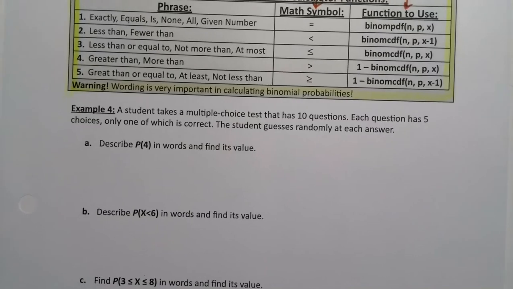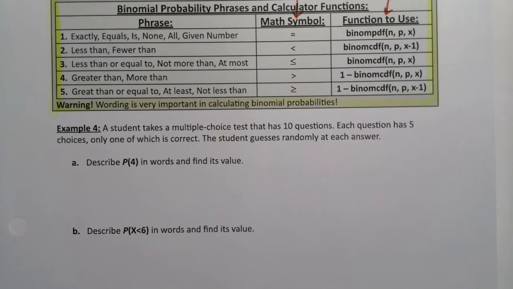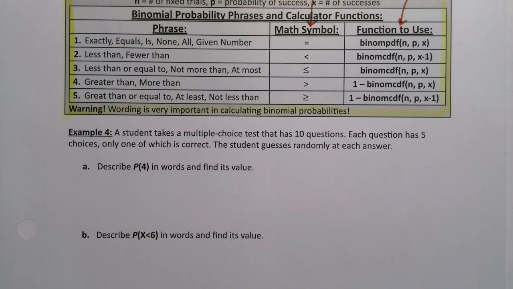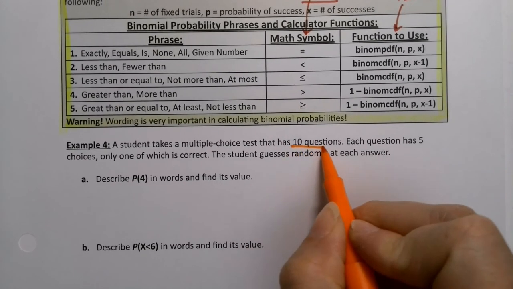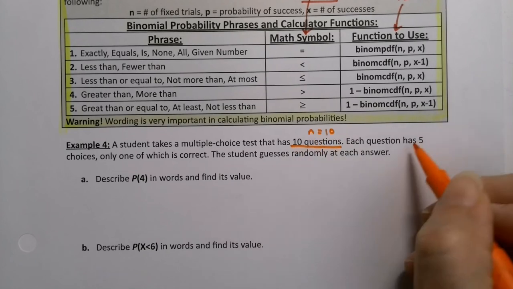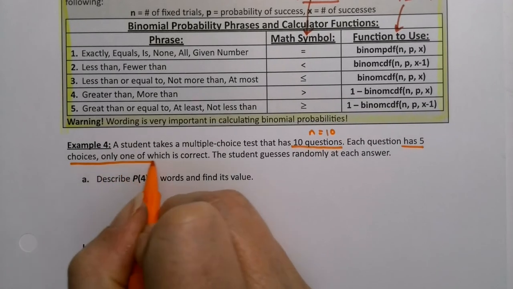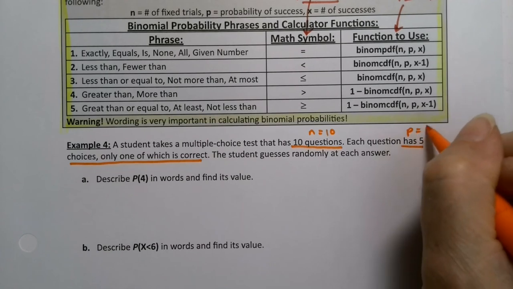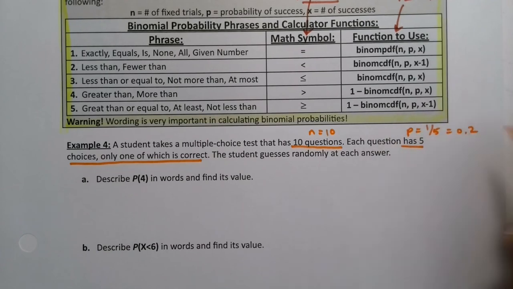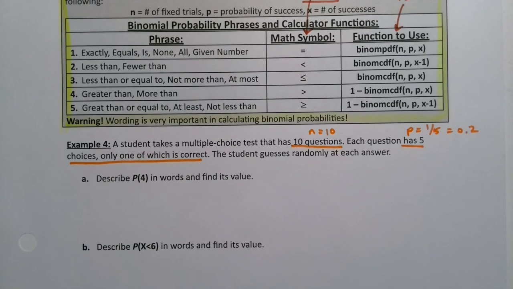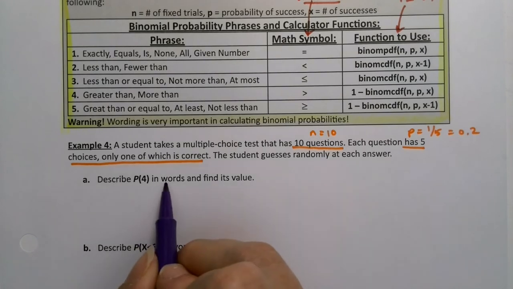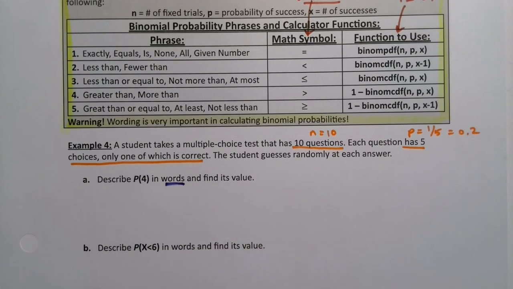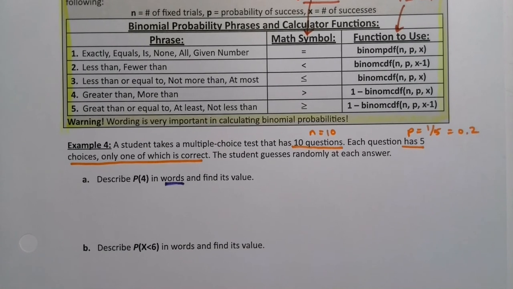Again, we're going to keep going with the student that suffers through this 10-question quiz and has no idea what's going on. Okay, so remember, one more time, n is 10, and each question had 5 options, only one of which is correct, so p is 1/5, which is 0.2. First thing they want us to do is describe P of 4 in words and find its value. I can't tell you the number of times that I ask this question and students don't write the words part, which is actually pretty easy.